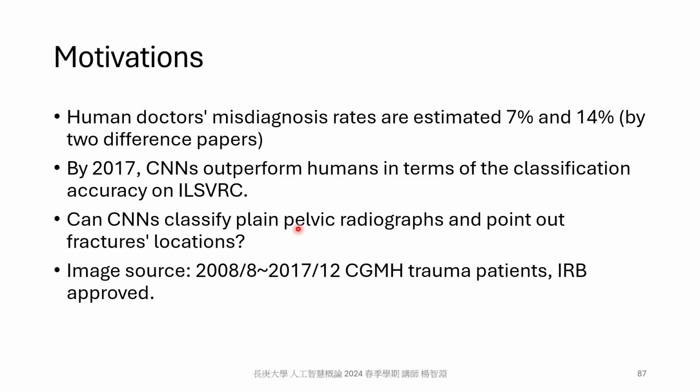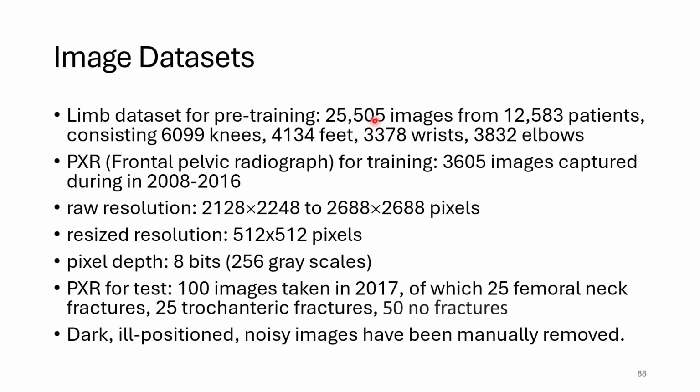So first they need a data set. How do they get the data set? From CGU Memorial Hospital. They compiled 25K images, but they are not pelvic. These are from the wrist, the body. This is the torso part. And then their pelvic images are only 36K.